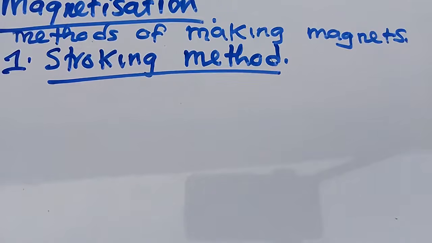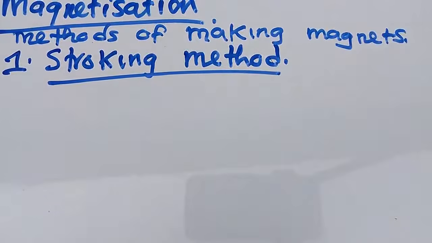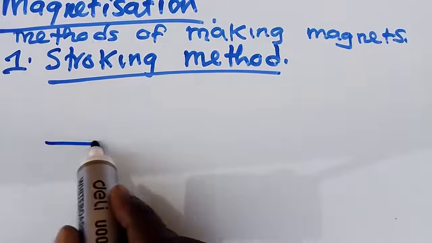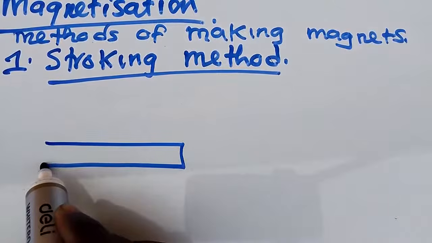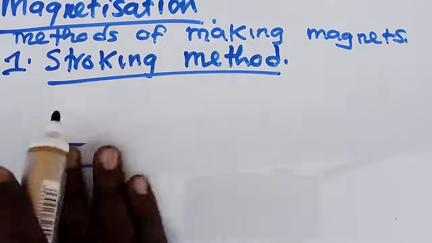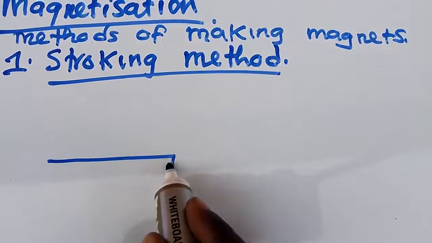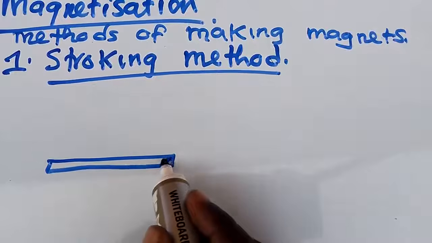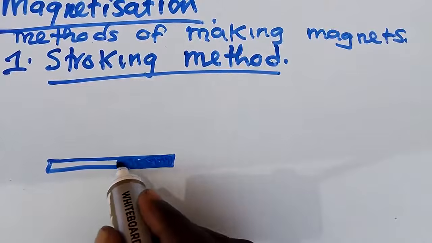If a permanent magnet is stroked along a hard magnetic material, the hard magnetic material is magnetized and changed into a permanent magnet. I think you know what I mean when I say stroking. Let us say this is a hard magnetic material.